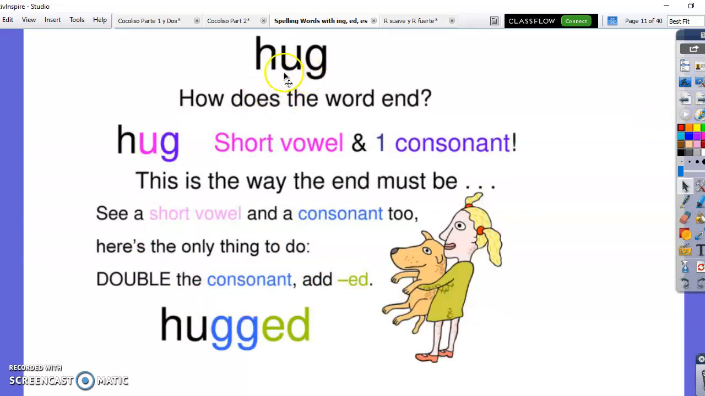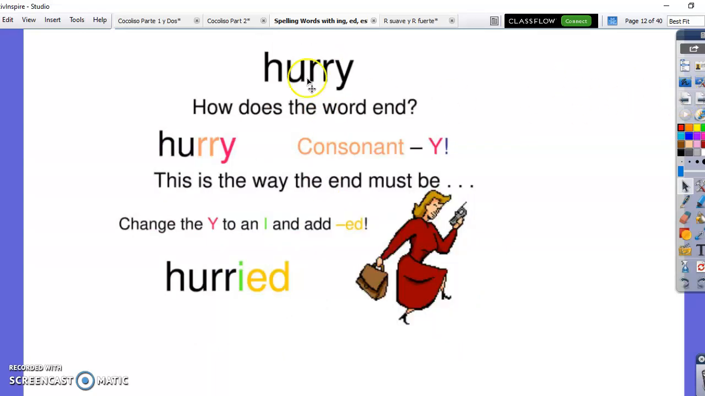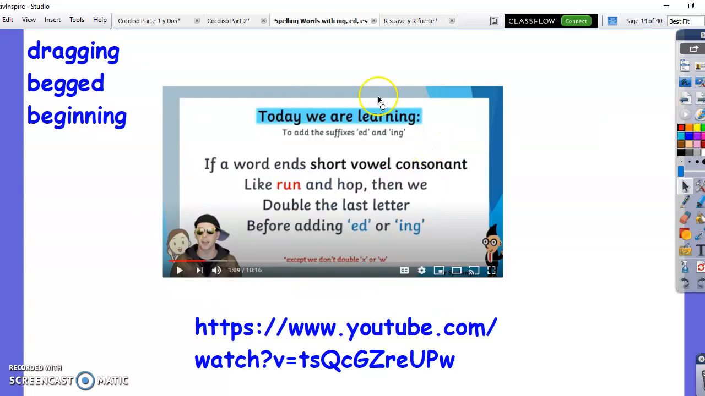Hug is the same way. It ends with just the one consonant and the short vowel. So you double that consonant. Hug becomes hugged, or hugging, too, would have two G's. Hurry. This is the rule where I would have to drop the Y and add IED to form the word hurried. And I'll put videos in the link there under Class Dojo that explain this better. This is one of the videos. This guy explains that rule of doubling the consonant when there's a short vowel and then a consonant on it. He's an Australian rapper guy. Pretty interesting.